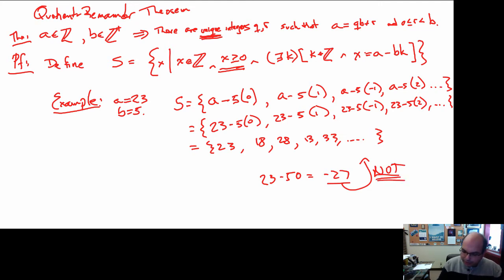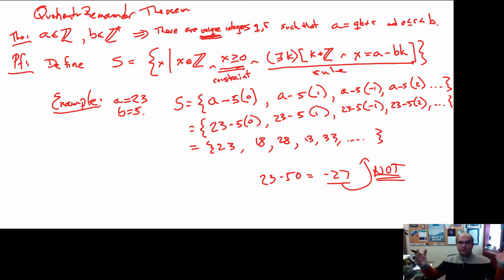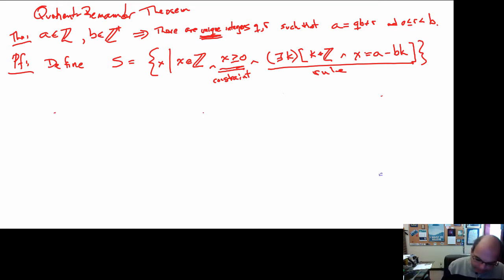Realize that what we have here is a rule and a constraint. The rule tells us what numbers could make it. The constraint says they have to be non-negative. So we're going to show that S is not the empty set, and I'm going to split this into two cases.